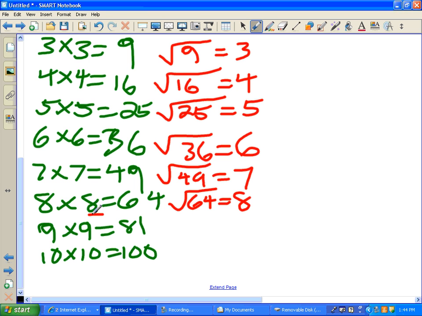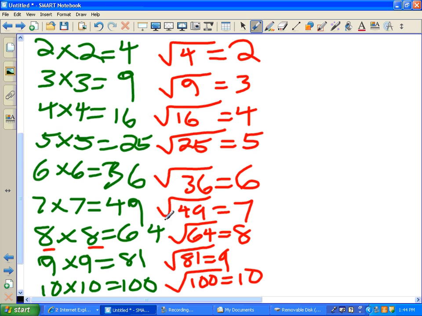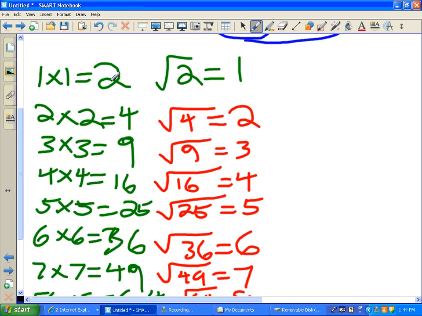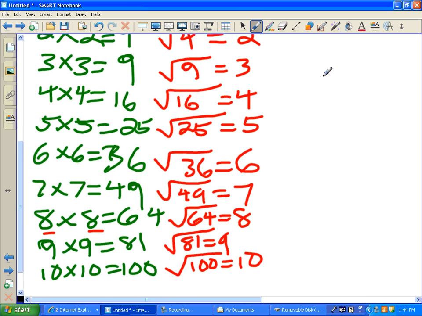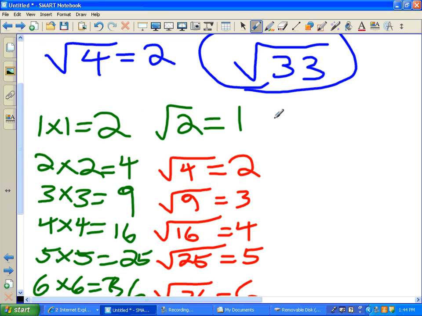And I'm just simply looking at what two numbers multiplied together that are the same will give you 64. The root of 81 equals 9. And the root of 100 equals 10. So those are the common square roots. We know these numbers are perfect. They are perfect squares. But we're not interested in that. We're interested in 33, the root of 33.